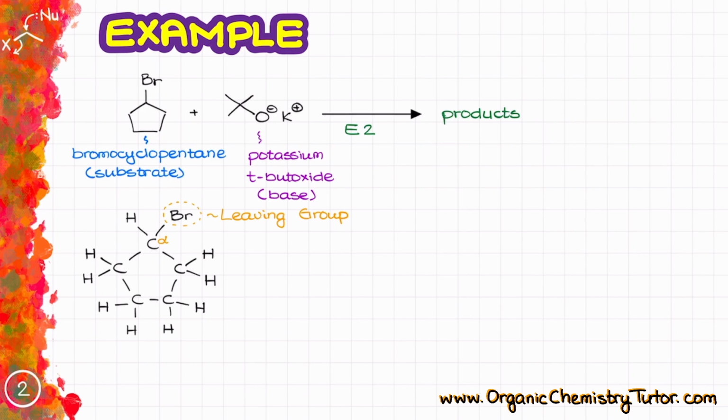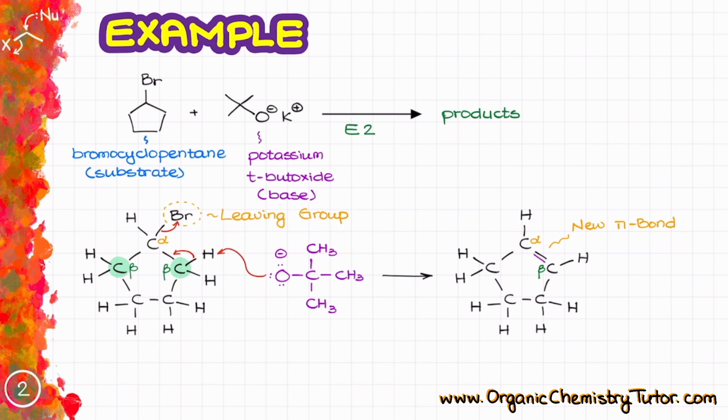Next, I need to find the protons on the beta carbons to see what sort of elimination products I can get in this reaction. And as in this molecule both of our beta positions are absolutely identical, I'm only going to focus on one of them, as the other one will give me exactly the same product. Next, our base comes and performs the elimination reaction in one step. Notice that the potassium here is just a spectator ion. I'm not even going to show that in my reaction mechanism because it's really not doing anything.